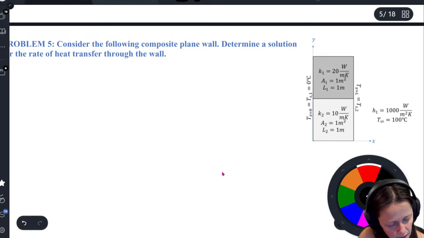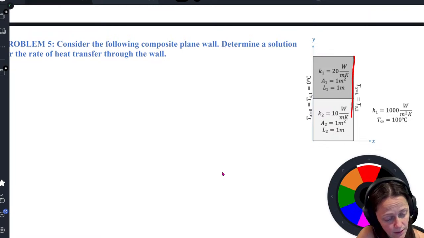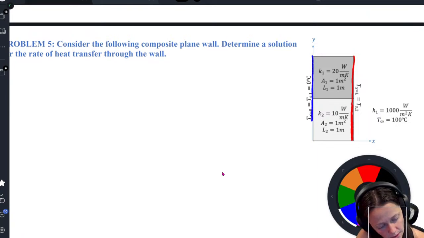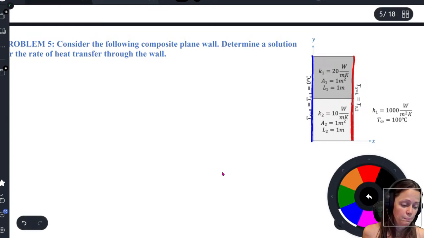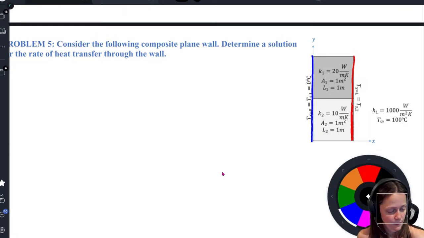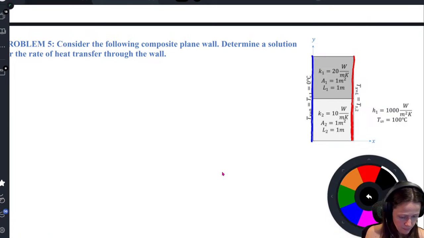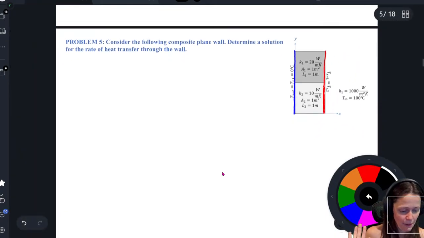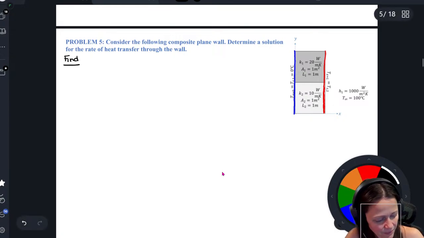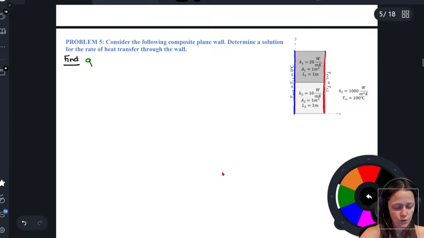So this side is going to be hotter, whatever that temperature is, could be hotter than this one. Now when I draw the direction of my Q, I'm still going to draw it in my figure going in the positive X direction. I'll probably end up calculating a negative Q, or hopefully I will, and so the math will work out. All right, so I need to find Q. Need to find the rate of heat transfer through that wall.